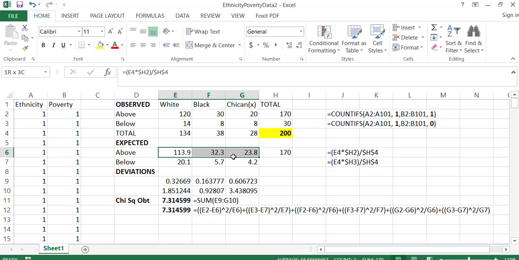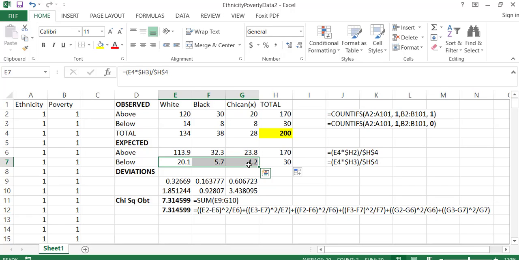This is the values we would expect. And then the same thing for the one below it. Still have 30 people represented by these expected values. 30 people are still below the poverty threshold. It's just that that's been distributed so that if they were equally represented across these ethnicities, what would those 30 people, 15% of the people, look like?